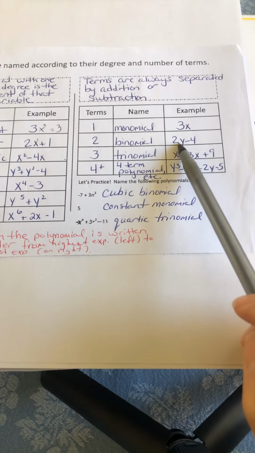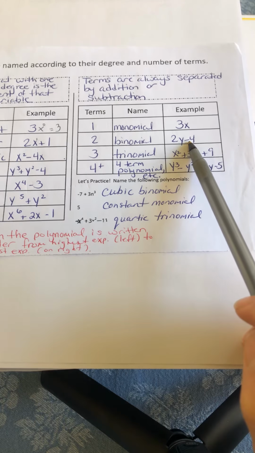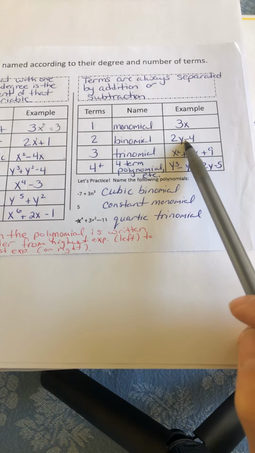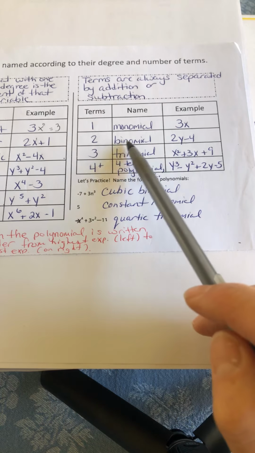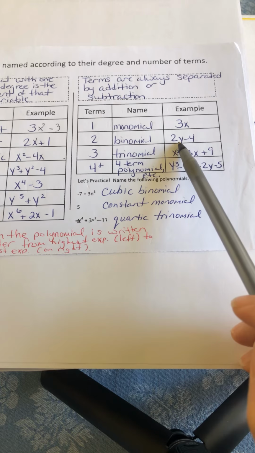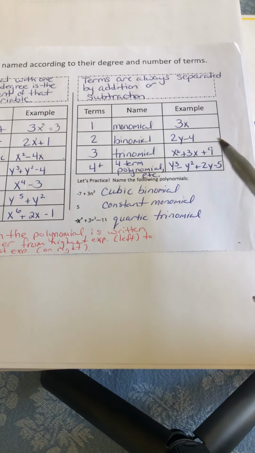The next one, notice here I have 2 terms. I have 2 monomials separated by a negative. This is what we call a binomial. Okay, 2 terms are binomials. So think about 2 wheels on a bicycle, binomial.